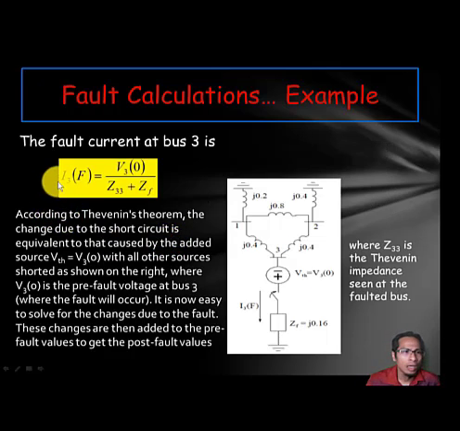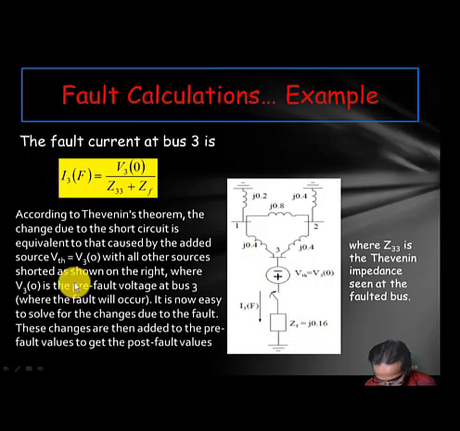And then we have to use Thevenin theorem. So, the fault current at bus bar 3 is equal to V faults, V at this bus bar over Z33, Z Thevenin plus Z faults. Okay. Z Thevenin plus Z faults.